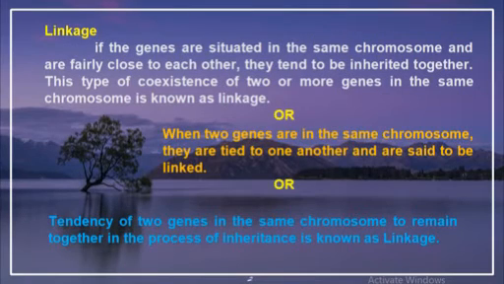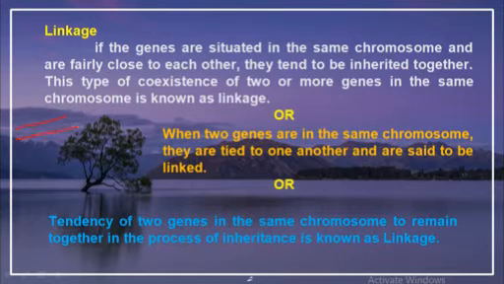So let us start with the definition of linkage. If the genes are situated in the same chromosome and are fairly close to each other, they tend to be inherited together. This type of coexistence of two or more genes in the same chromosome is known as linkage. Another, simpler definition: when two genes are in the same chromosome, they are tied to one another and are said to be linked. The third definition tells us that the tendency of two genes in the same chromosome to remain together in the process of inheritance is also known as linkage.